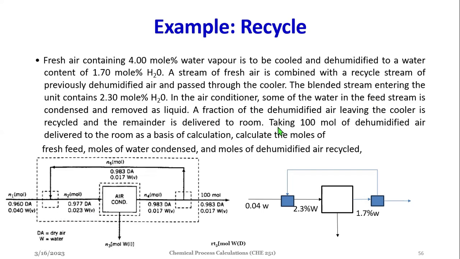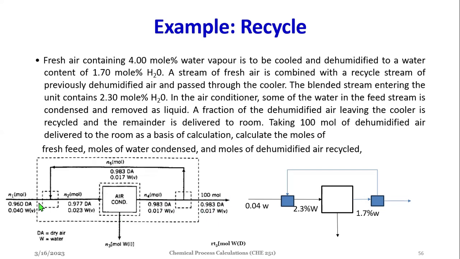The question now tells us that taking 100 moles of dehumidified air delivered to the room as a basis of calculation, we should calculate the moles of fresh feed, moles of water condensed, and the moles of dehumidified air recycled. So what we are saying is that the amount of dehumidified air we are taking out at the end of the day should be 100 moles. So that's what we have here.